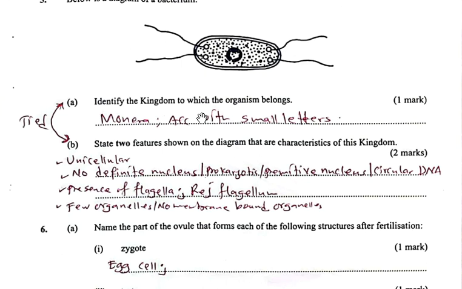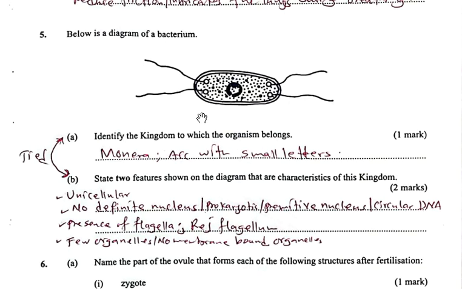Question 5. Below is a diagram of a bacterium. Identify the kingdom to which the organism belongs. The bacteria belong to kingdom Monera. And when writing the kingdoms, they should start with a capital letter.